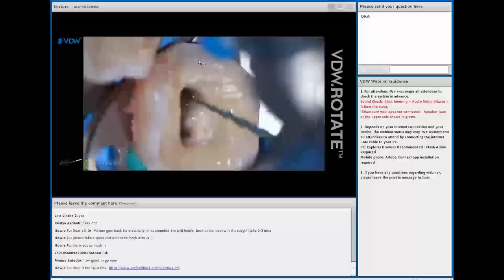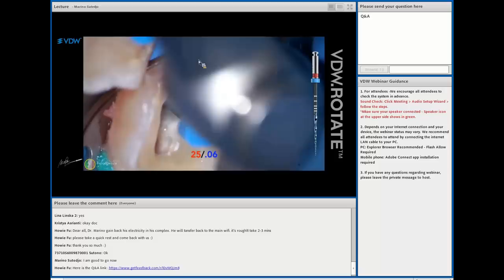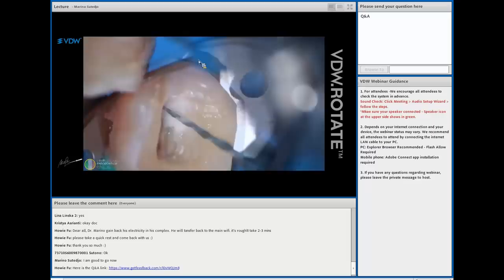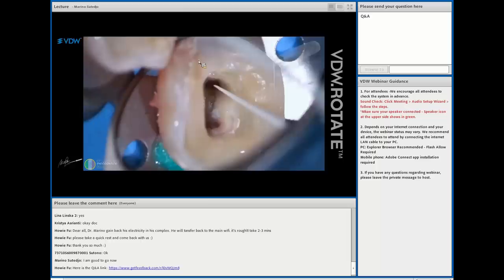And now you can continue with 2506. Since this is a distal canal, it is quite big, so I don't need to use my 2504. From 2005, I can directly jump into 2506. Some of you may have used the M2, because I used to be an M2 user for many years. At that time we needed 4 instruments. With this VDW Rotate, you only need 3 instruments to finish a complete shaping of your root canal.